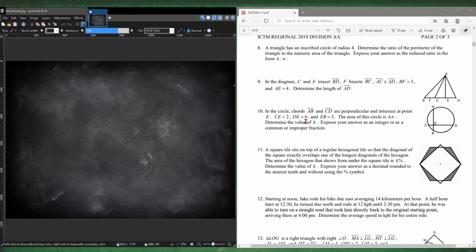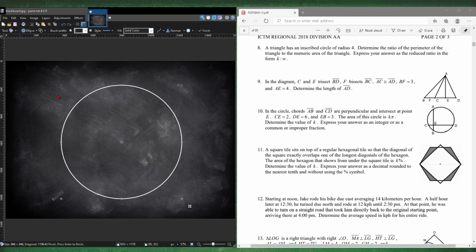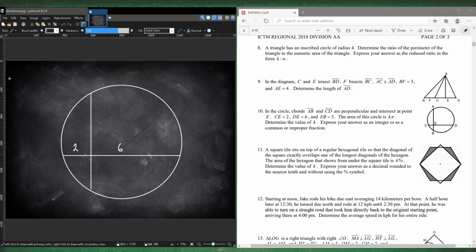Okay, let's start with number 10. So we have this circle, and we have two lines, something like this, and then something like this. We have CE is length 2, DE is length 6, and EB is length 3. In the question, they're asking for the area of this circle is k pi. Determine the value of k.